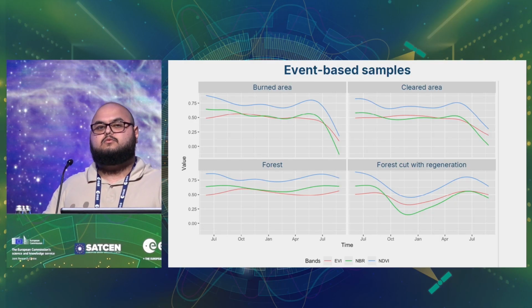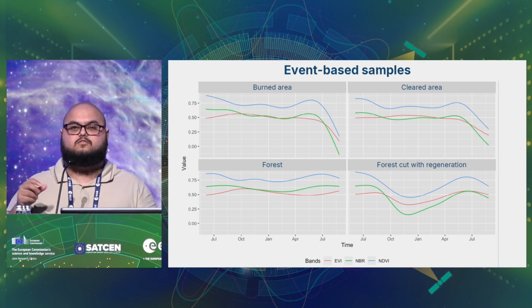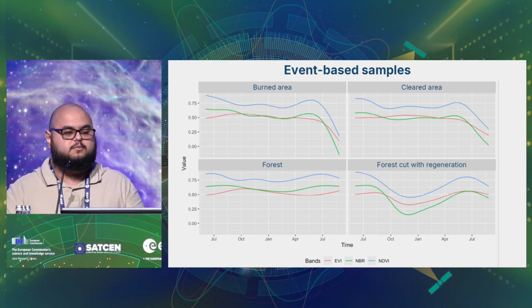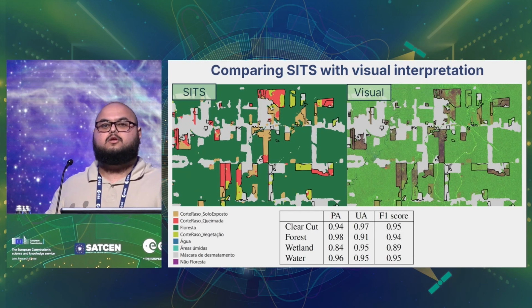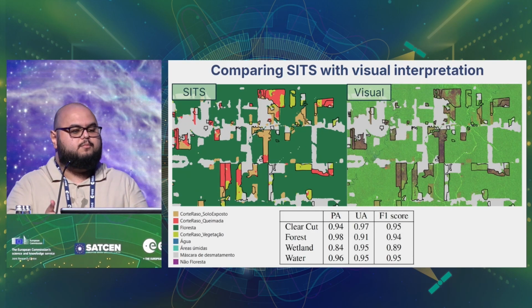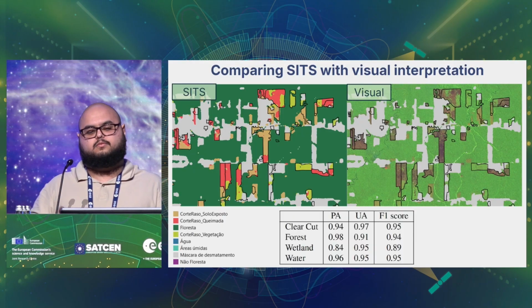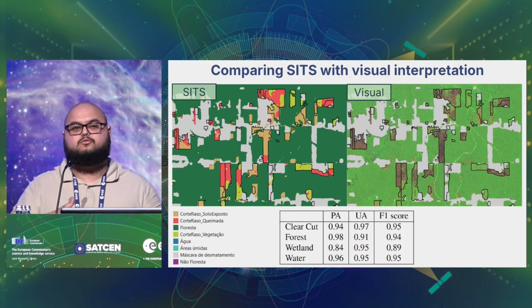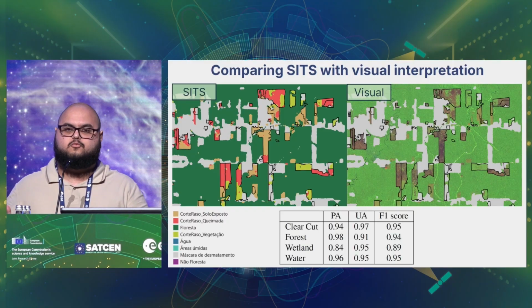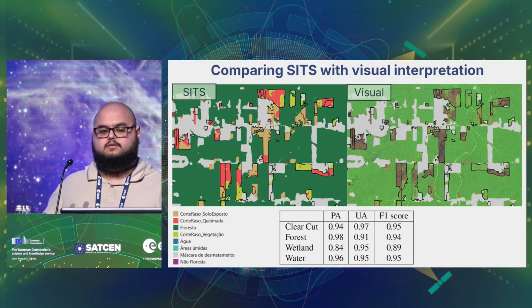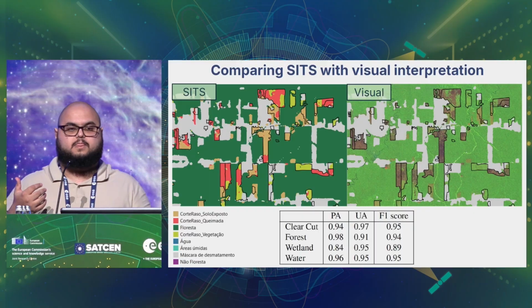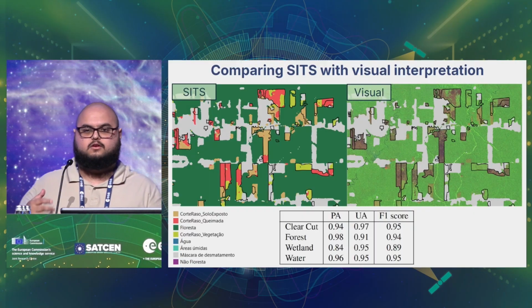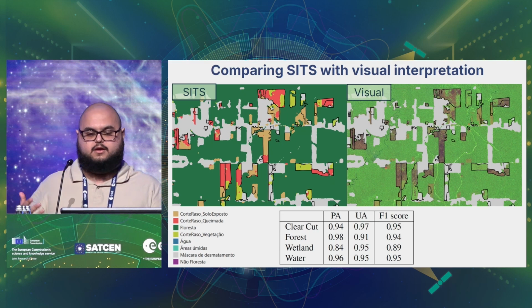Basically, we use this idea of events to build the training data sets we use to create our machine learning models. And when we apply this, we are able to produce good results. So this is one comparison. On the left, we have the results we are producing using SITS and this time first, space later approach. And on the right side, we have the visual interpretation results. Nowadays, to detect deforestation, this visual interpretation is very highly accurate.